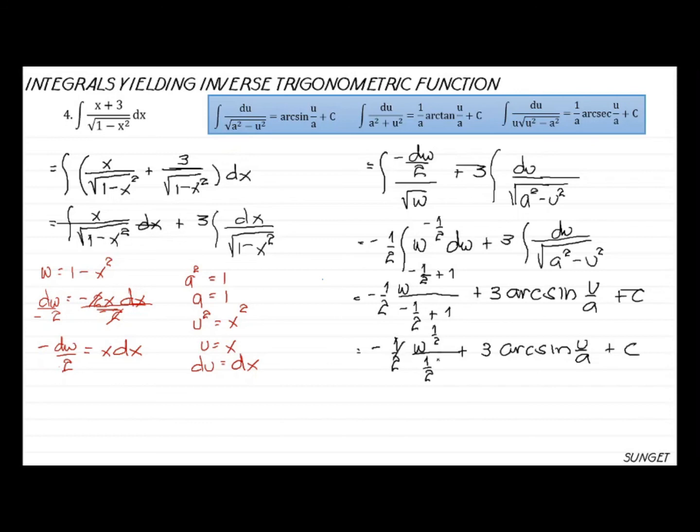So cancel the 1/2. So we have negative square root of w. So w is 1 minus x squared plus 3 times arcsine of u, which is x over a, which is 1. So arcsine x plus c. So the answer is negative square root of 1 minus x squared plus 3 times arcsine x plus c.